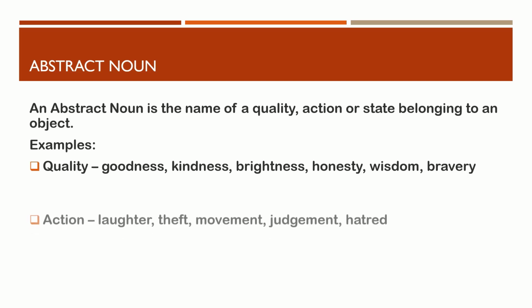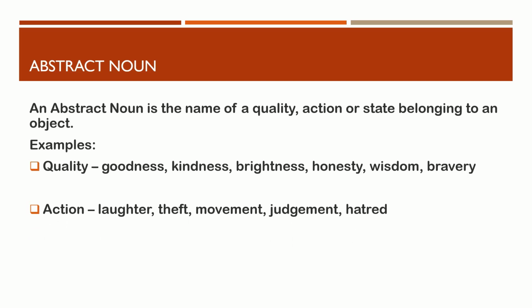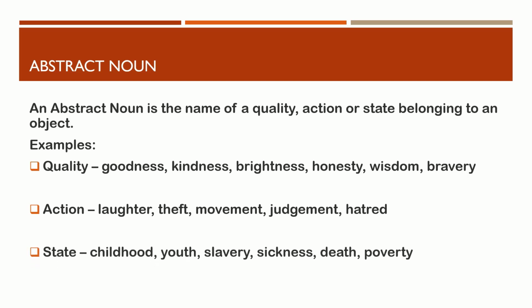Examples of actions can be laughter, theft, movement, judgment, hatred, etc. And childhood, youth, slavery, sickness, death, poverty, all these denote the state of the object. Please note that there are plenty of examples of abstract nouns, from which we have just mentioned a few.